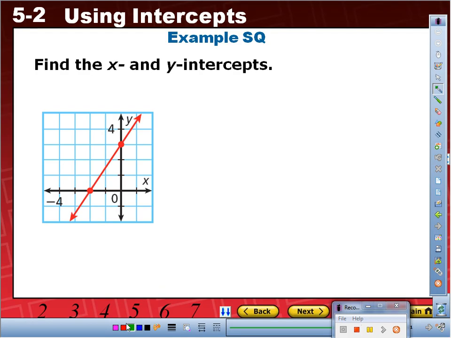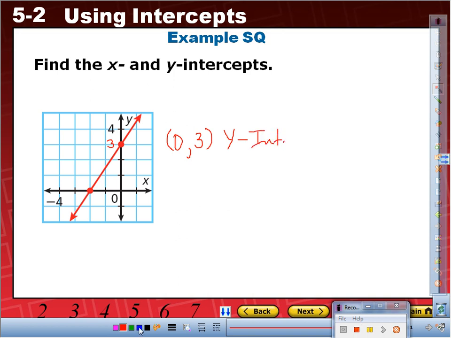So, let me identify my y-intercept. Let's see, my y-axis is right here, vertical, and here's the point that it intersects my line. So therefore, my y-value there is what? 3. Okay, and we know that the x-value is what? 0. So this is my y-intercept.